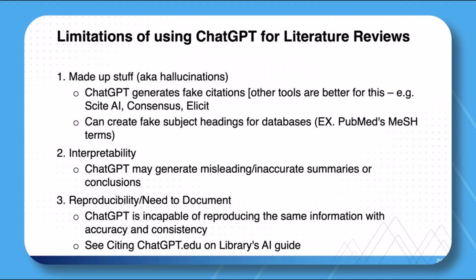It does have the potential to make things up, such as fake medical subject headings or fake citations. There are tools that may be better with providing factual citations, such as Cite AI, Consensus, and Elicit. Another limitation is interpretability. ChatGPT may generate misleading or inaccurate summaries or misrepresent the findings of an information source.